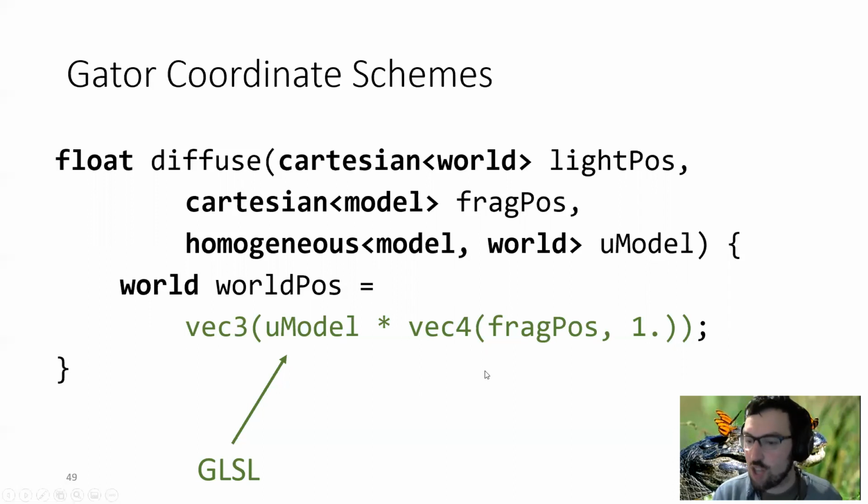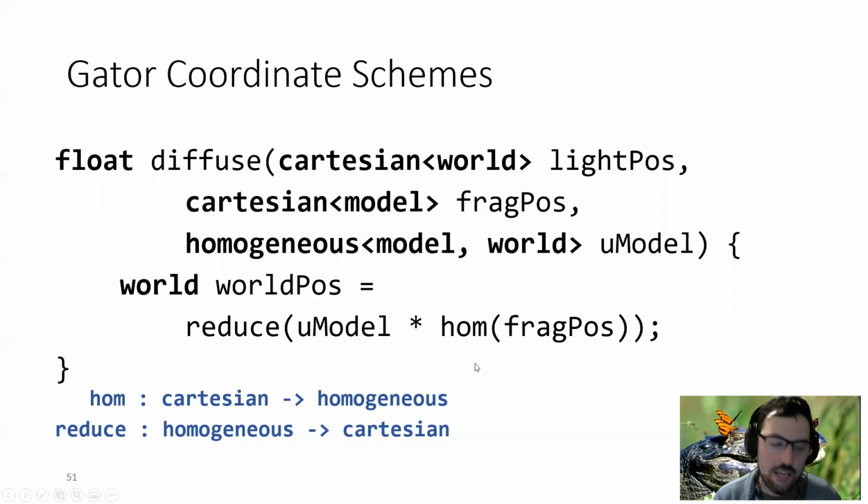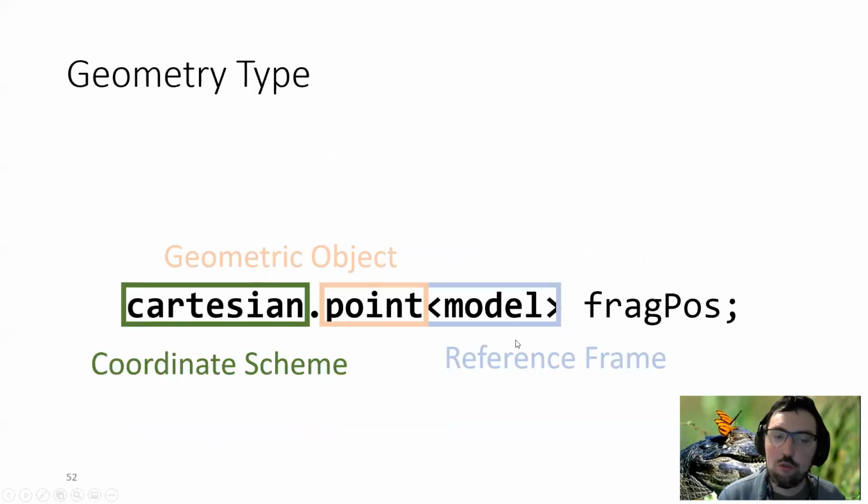So with geometry types, we could do a little bit better and instead use functions, namely hom and reduce, where hom has the type of Cartesian to homogeneous, while reduce has the type homogeneous to Cartesian, thus allowing us to represent what's actually going on rather than having this strange intuition for these functions that don't say what they do. At this point, we've correctly introduced the notion of coordinate schemes as well as reference frames, but we still have one more component.